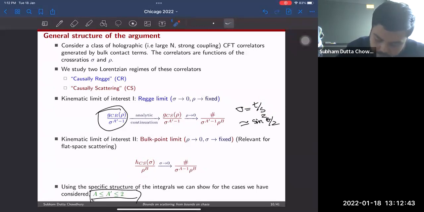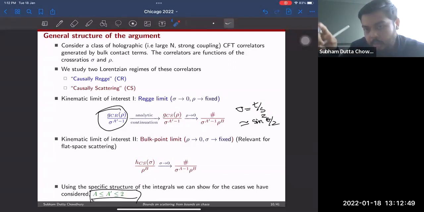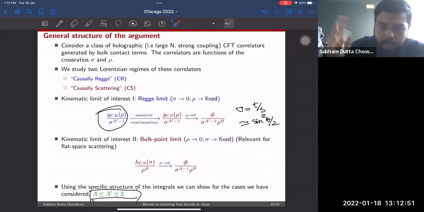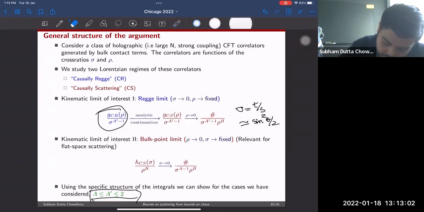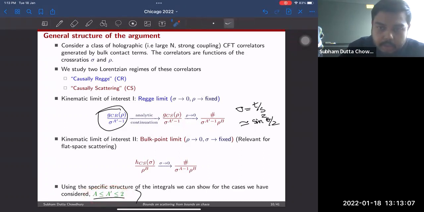So we want to show that in these two different orders of taking limits, where sigma goes to 0 and rho goes to 0, they kind of commute, and you have this object, and using the chaos bound, which puts bounds on this, we will say that this happens. So this is the general structure of the argument. If there are any questions, I can take them at this stage before moving on to details.